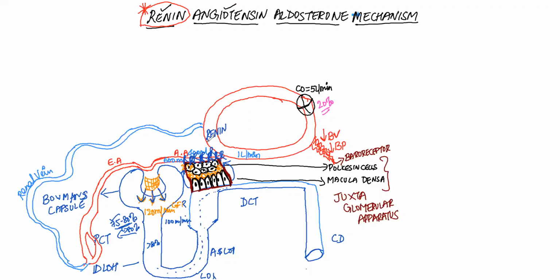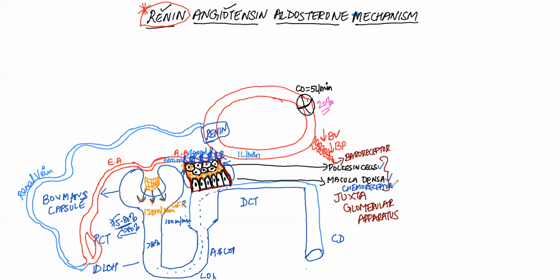Now this renin will eventually go into the renal circulation. So this is how your nephron controls the regulation of renin, through the juxtaglomerular apparatus. It uses the juxtaglomerular cells and the macula densa. The juxtaglomerular cells are your baroreceptors, while the macula densa are your chemoreceptors.